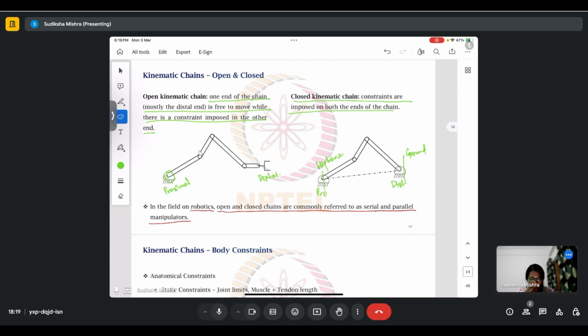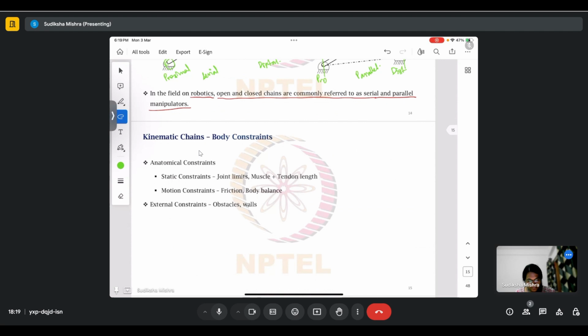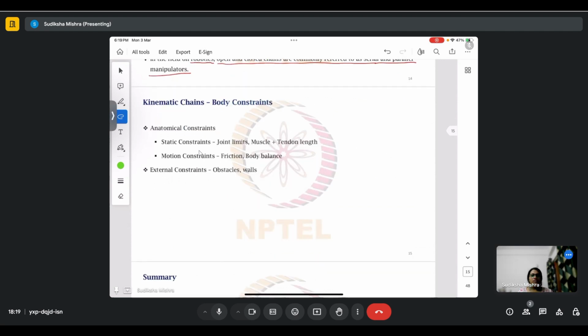Okay, and in robotics or mechanics, this open kinematic chain is known as a serial kinematic chain, serial manipulator, and this is known as a parallel manipulator. And these terms might be used interchangeably as we go along. So there are kinematic chains. They might be of 2 types, open and closed.